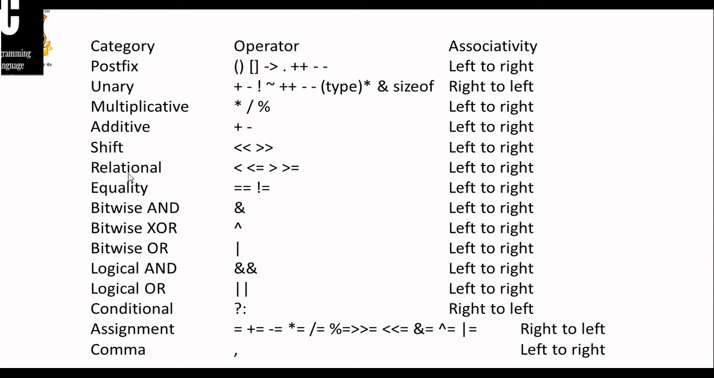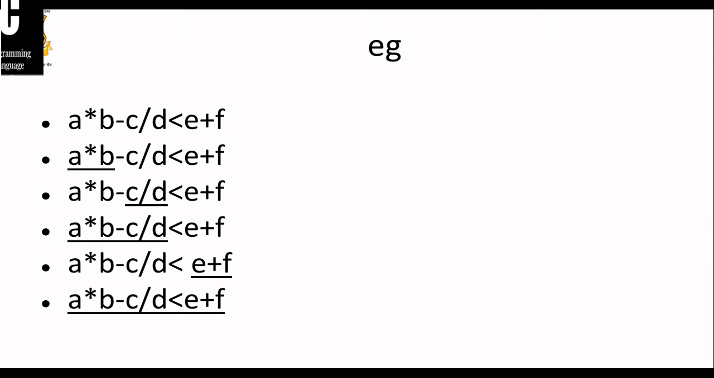Let's see one example to understand this precedence. Here is the example: A * B - C / D < E + F. So how to solve this? First, check the higher precedence operators. We know that multiplication and division have the same priority, and addition and subtraction have the same priority. So first we will complete this.